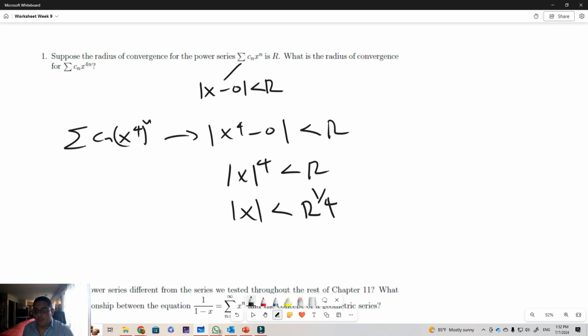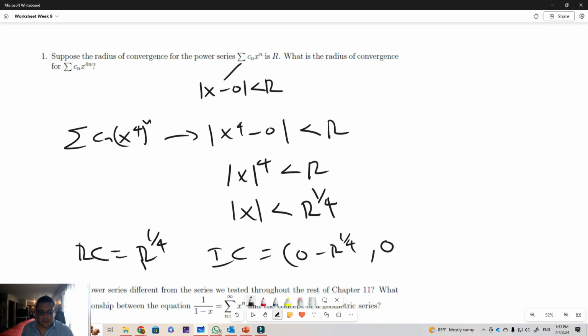So the radius of convergence of this series now is going to be r to the 1/4. And of course the interval of convergence is just going to be 0 minus r to the 1/4, 0 plus r to the 1/4.